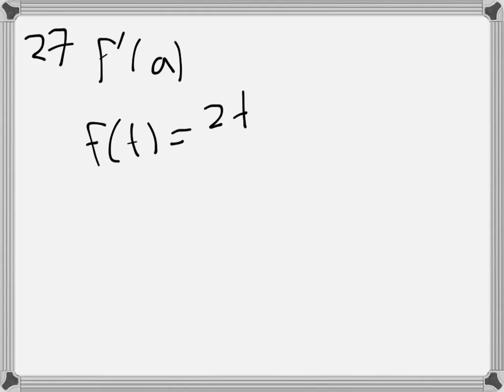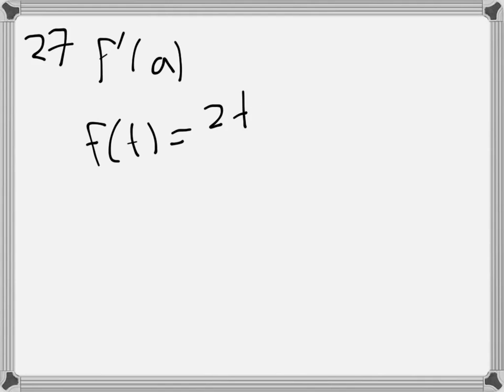27, they want you to find f prime of a in general. So I'm not going to give you a specific value. This is like the example for the polynomial I did, or the velocity problem that I did about dropping a ball from a tower on Thursday. So the function, they're going to use t instead of x, so we just changed all the x's to t in the definition.